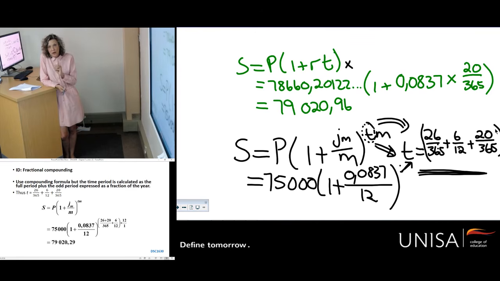But in our case, we're using this method that I'm giving you on the board for fractional compounding. You express the odd as well as the full period as fractions, so you don't count the specific days from the beginning to the end by using our method. Otherwise, you will have a different answer. In this instance, it was just in the decimals, but when you get to big amounts, it gets to your rand values as well.